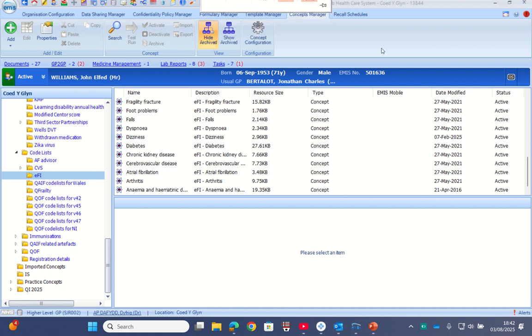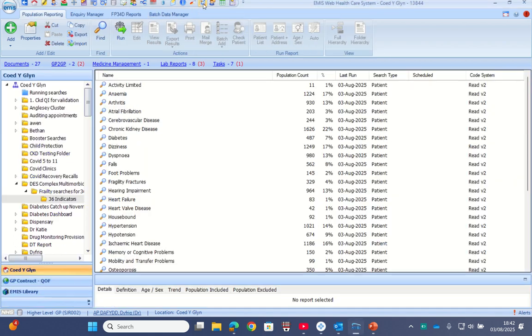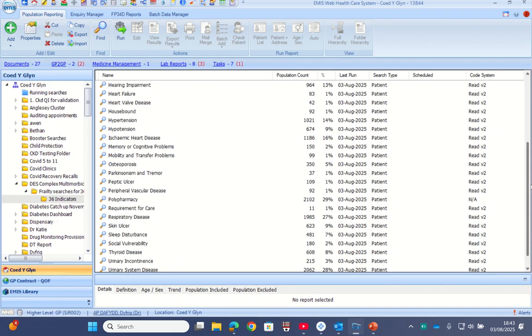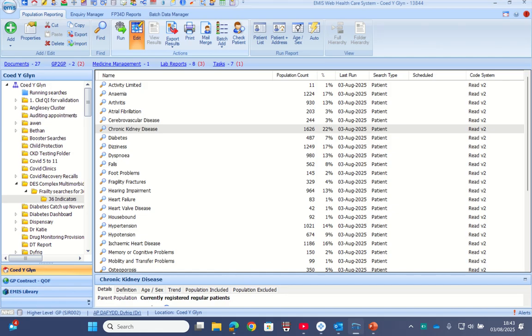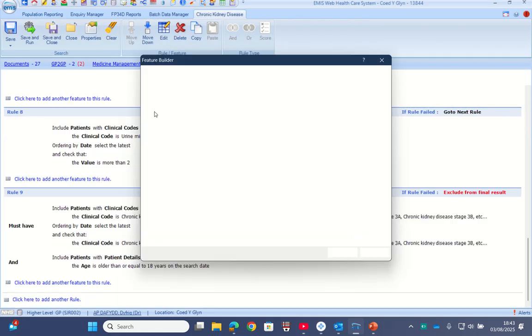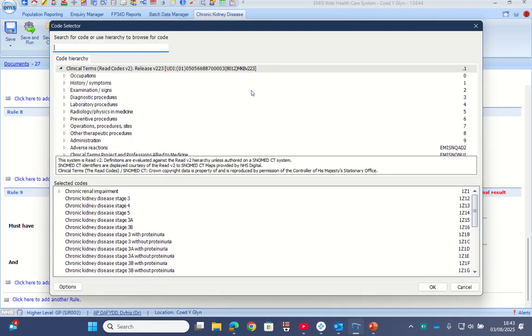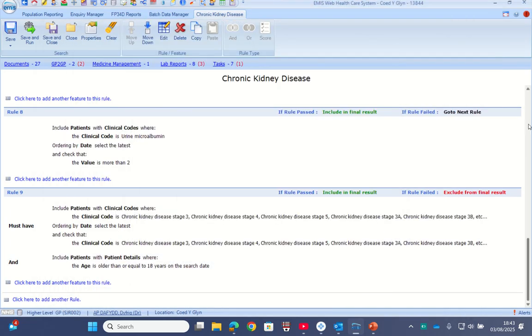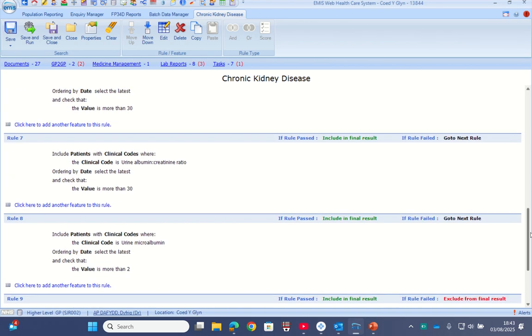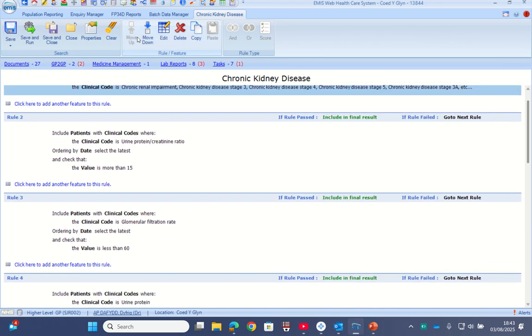So what we've done is we've copied those concepts into searches here. So we've created 36 searches, one for each of the deficits. An example of these searches would be something like the chronic kidney disease search, where there are the codes that the concept looks for, which are these codes here. It also looks for things like the microalbumin and EGFR and ACR and its various criteria.